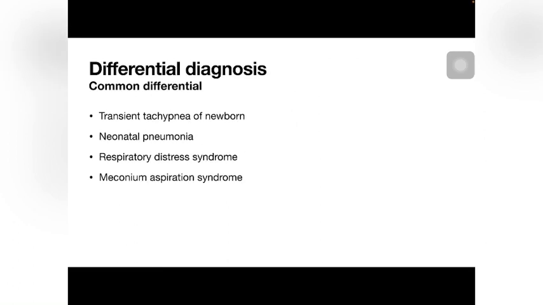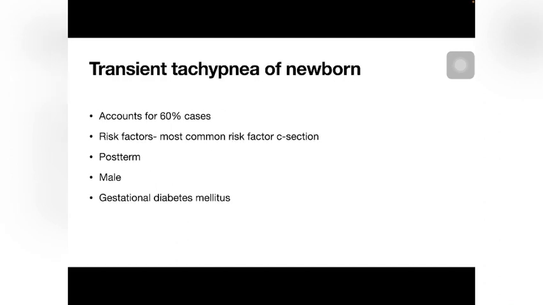The differential diagnosis of respiratory distress in newborn. The common differentials include transient tachypnea of newborn, neonatal pneumonia, respiratory distress syndrome, and meconium aspiration syndrome. Transient tachypnea of newborn accounts for 60% of the cases of respiratory distress. The risk factors include, most common, cesarean section in a post-term male child born of a diabetic mother.